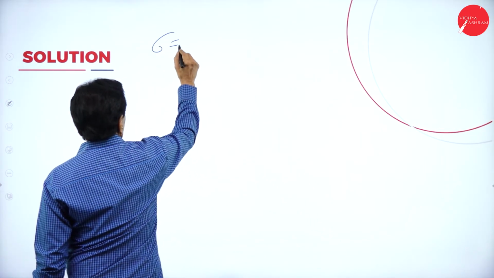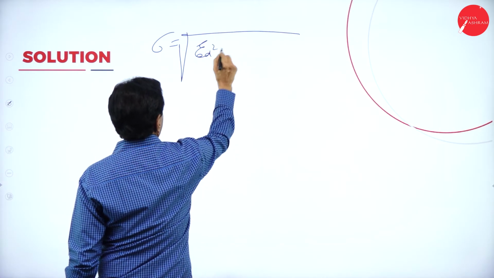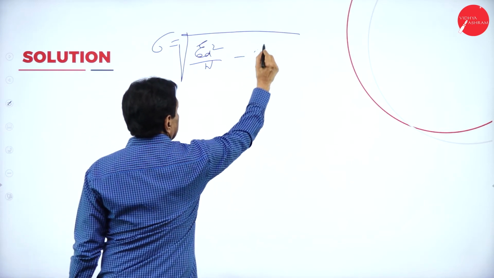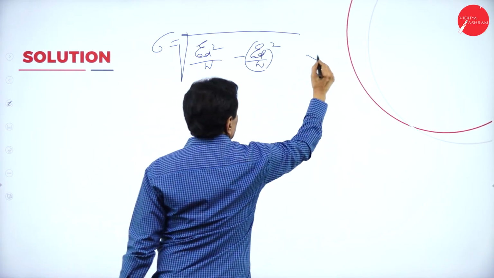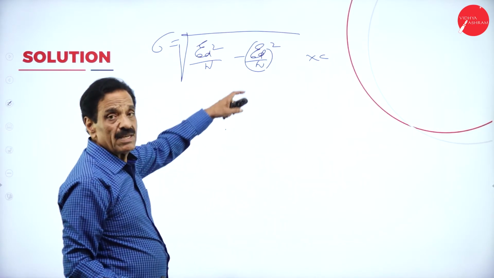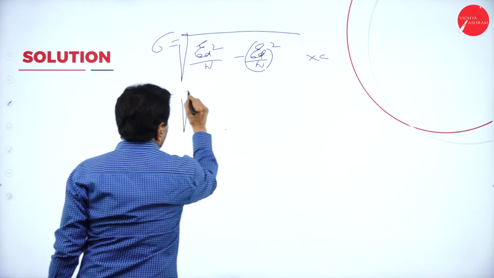Standard deviation is equal to root of sigma D square divided by N minus sigma D divided by N whole square into C. What is the formula? Sigma D square divided by N minus sigma D divided by N whole square into C. Apply now.